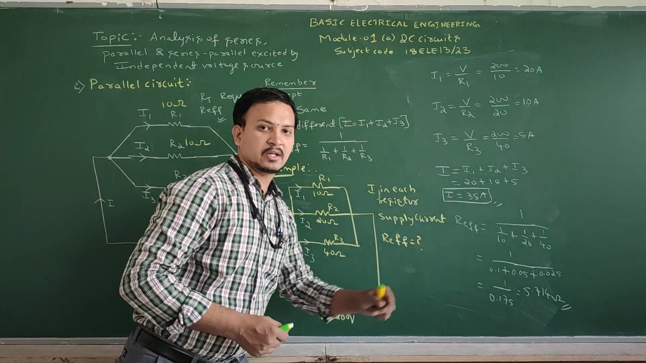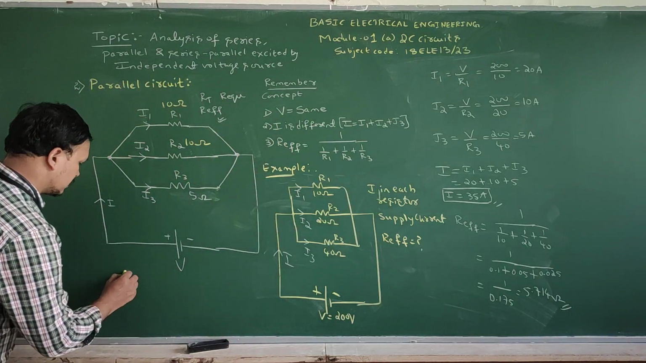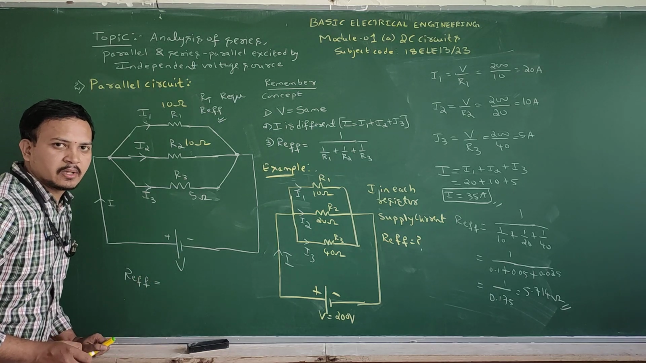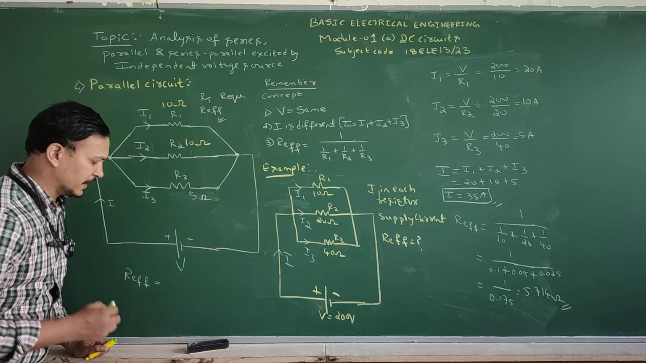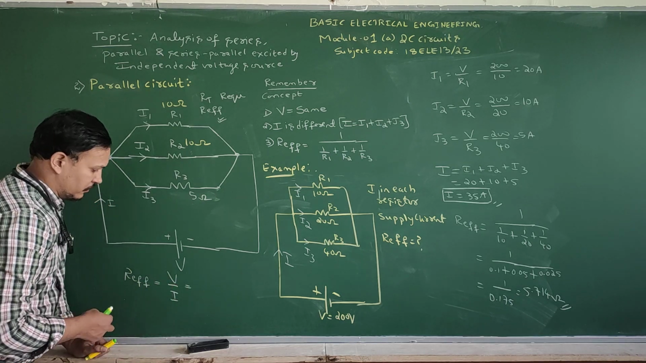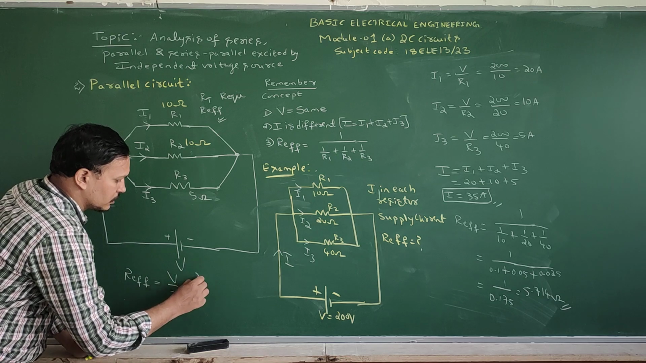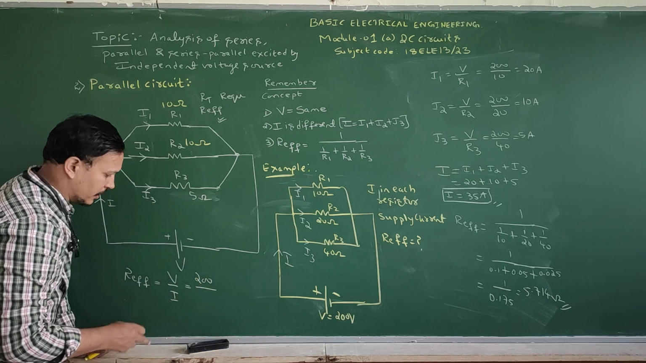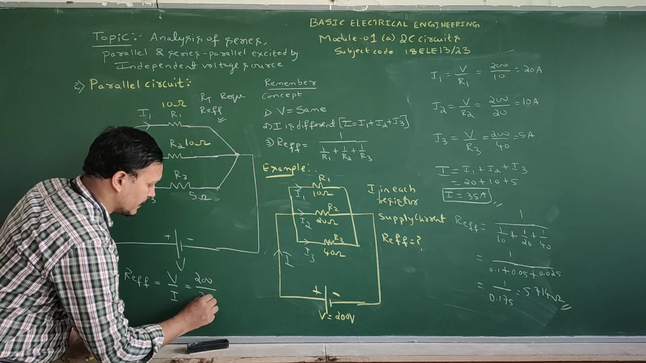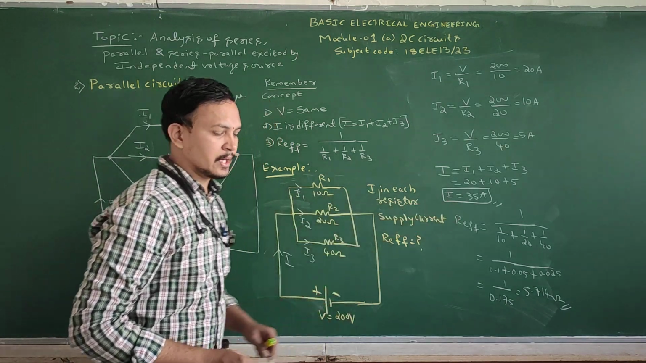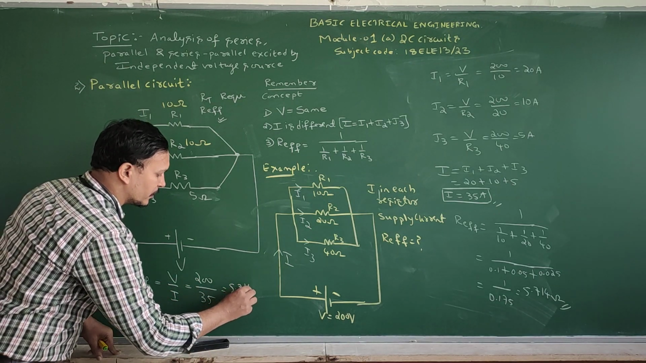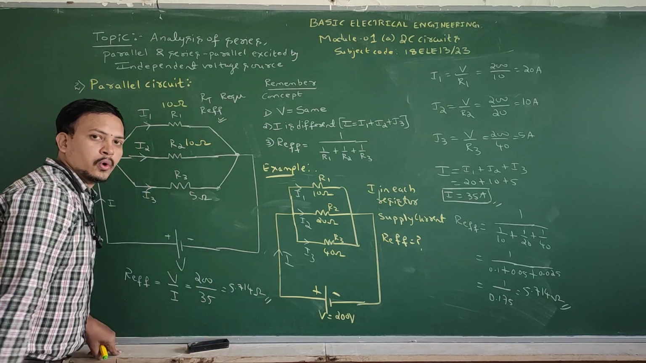We can also find effective resistance in other way. According to Ohm's law, what is resistance value? R is equal to V by I. So we are finding effective resistance. What is voltage connected across the circuit? 200 volt divided by what is the supply current? 35 ampere. That we got here. Supply current is 35. Divide this 200 by 35. You will get 5.714 ohms.